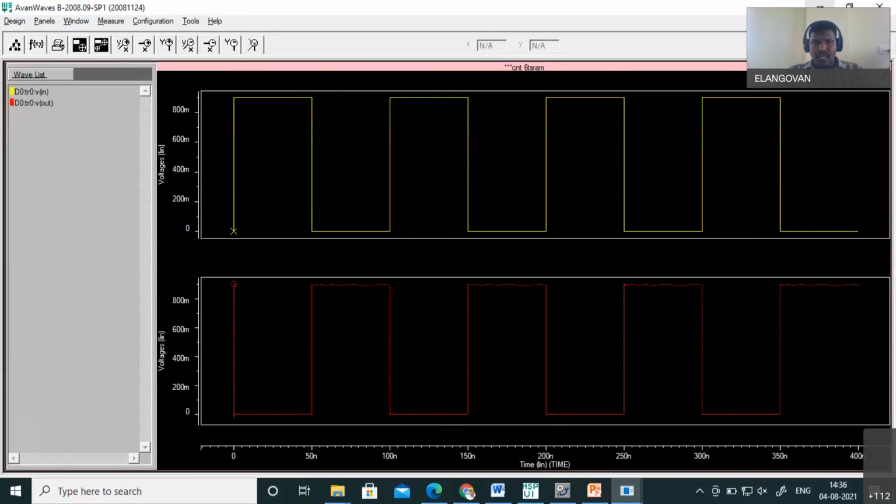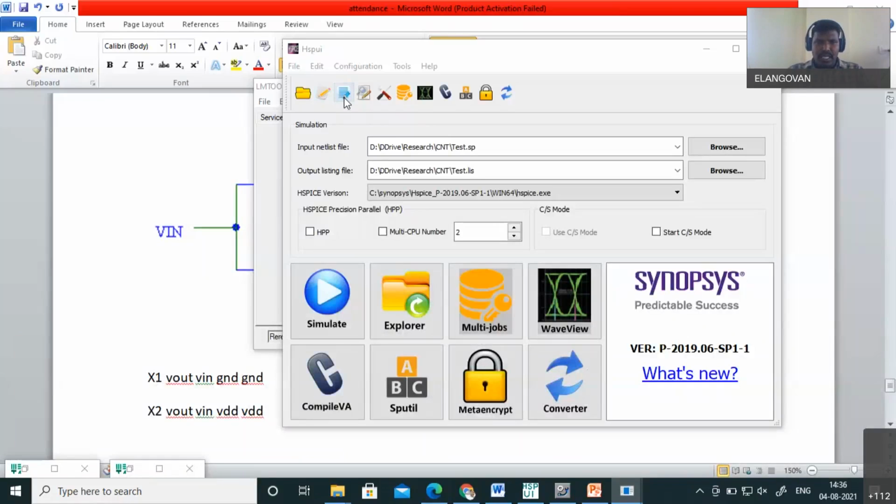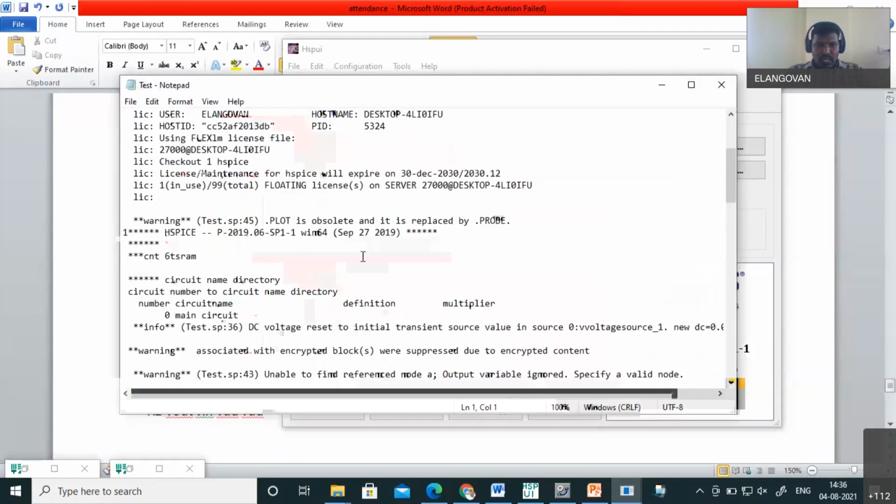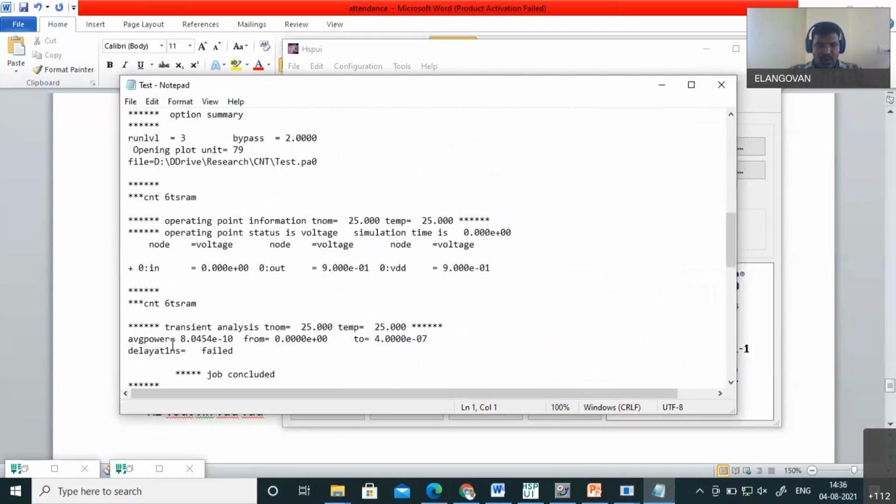So here you can see, suppose you want the power value and the result value. Here you can see the power value. So this is the average power it's consuming. I have made some mistake. I think I'll rectify this delay. Again, I'll show this. Okay. So this power value is showing here.